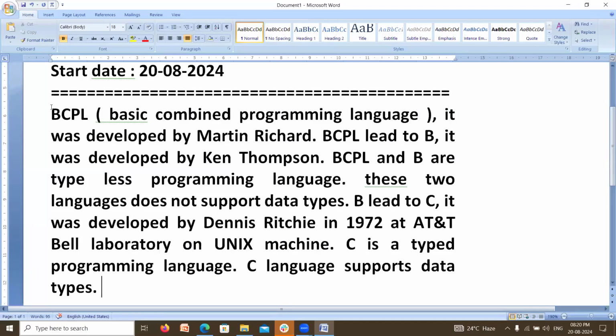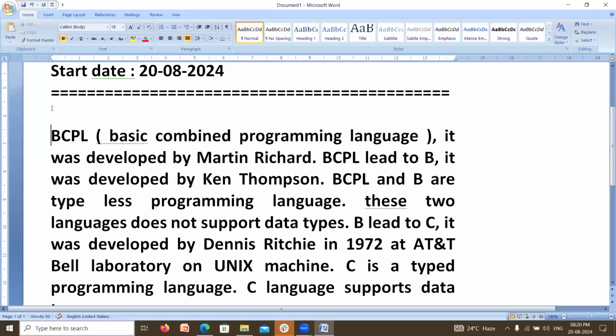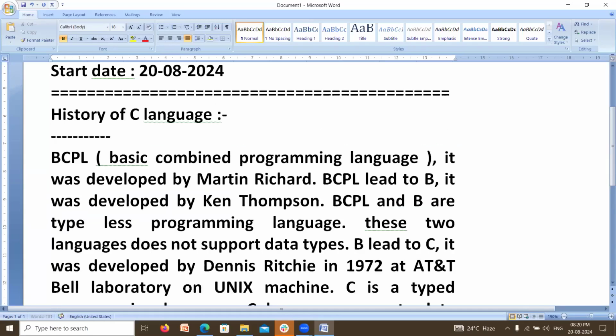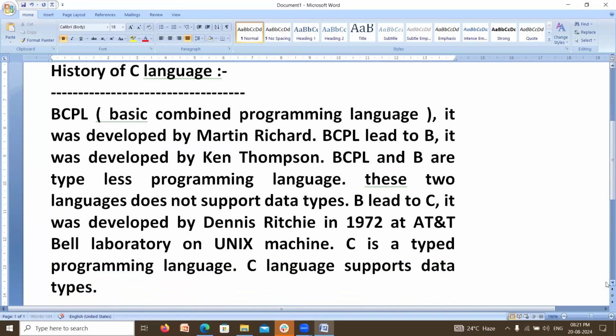So what did I explain today? Today I explained the history of C, the history of the C language. Friends, note it down.